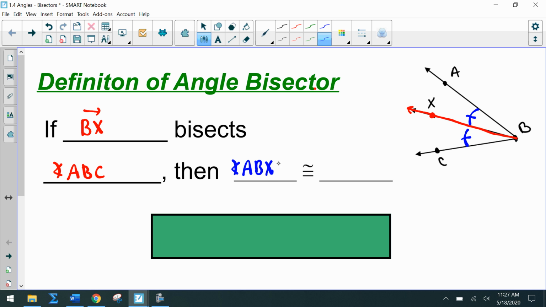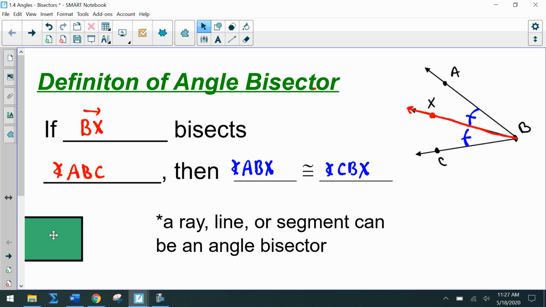Angle ABX is congruent to angle CBX. So the definition of an angle bisector means that a ray bisects an angle and splits the angle up into two congruent parts. A ray can be an angle bisector, a line can be an angle bisector, or a segment can. So we could have also said segment BX bisects, or line BX bisects, but I'm going to use the ray, considering it looks like a ray in the diagram.